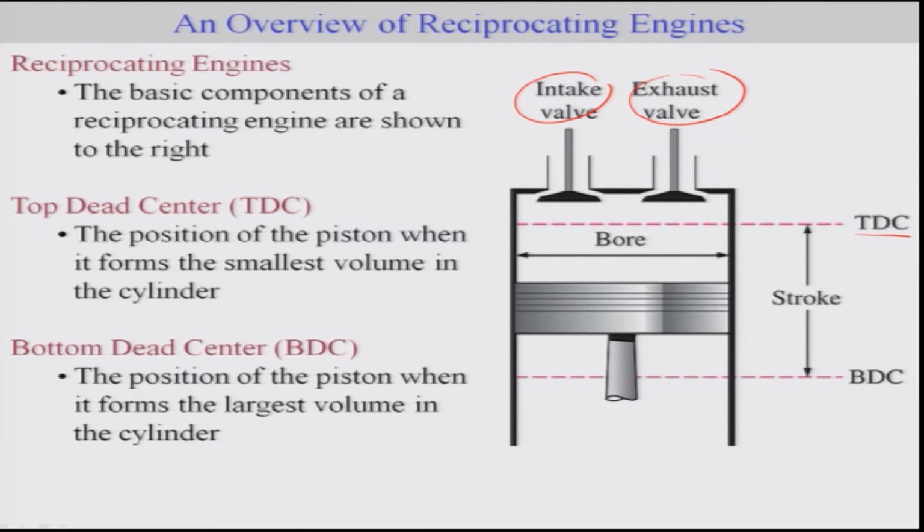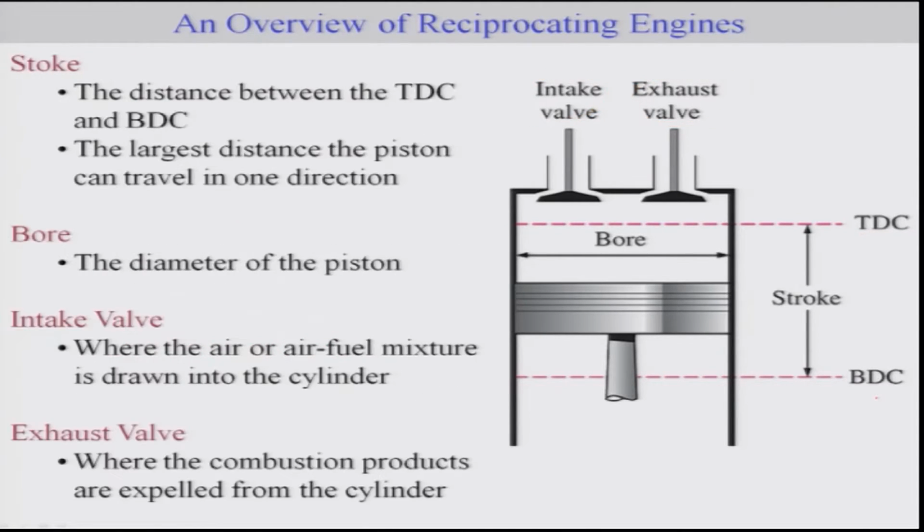So the piston keeps moving from the BDC to TDC, and the difference between TDC and BDC is basically nothing but the one stroke. So the stroke is nothing but the largest distance the piston can travel in one direction. The diameter is called the bore. And as I already mentioned, there are the inlet valve and the exhaust valve.